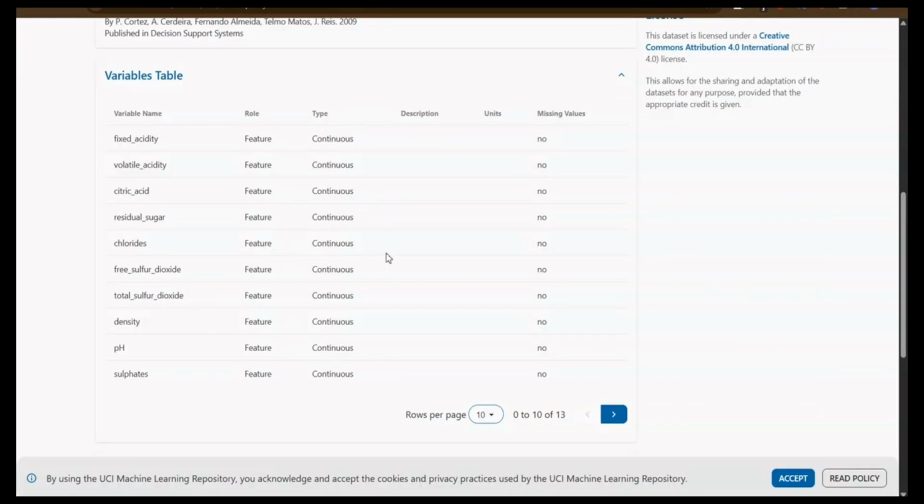The target variable is wine quality, which originally ranges from 0 to 10. For this project, we converted the problem into binary classification. Wine with quality 6 or above are considered good, and wine below 6 are considered bad.